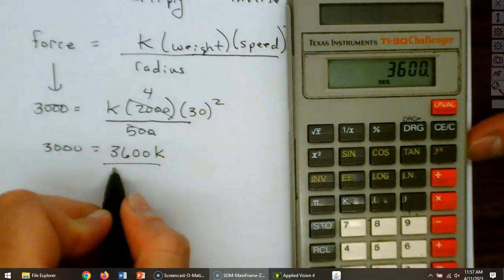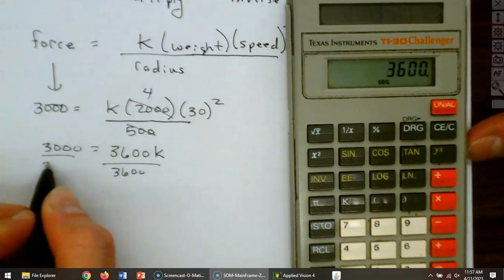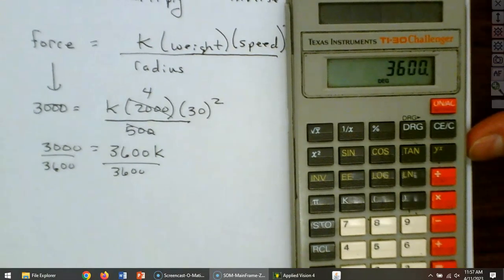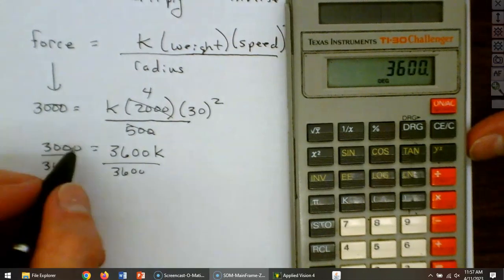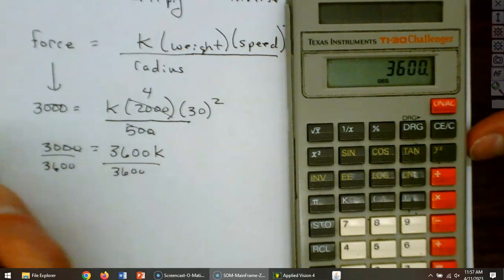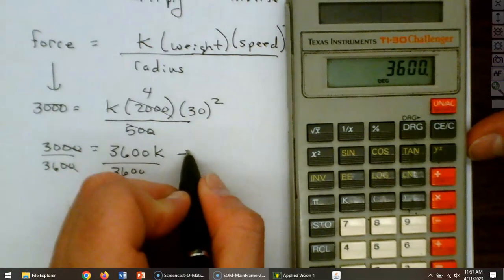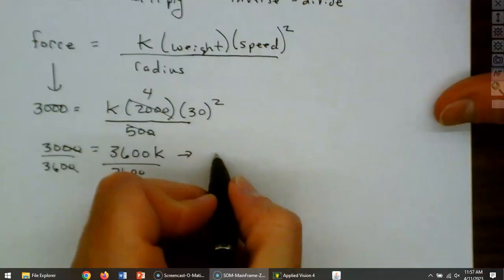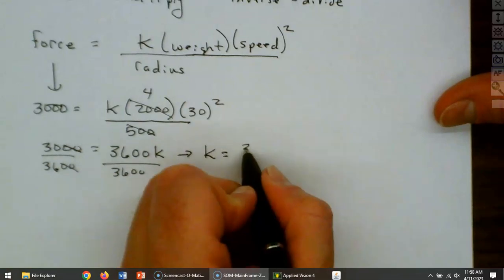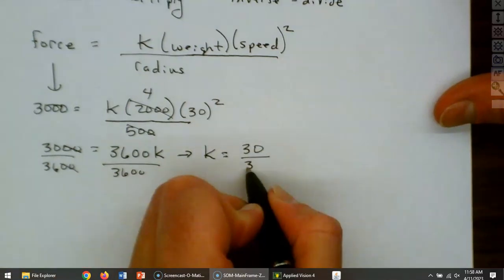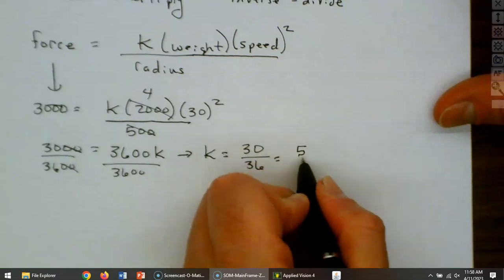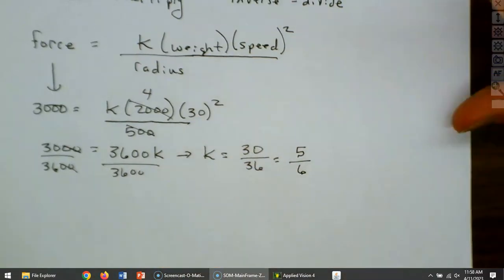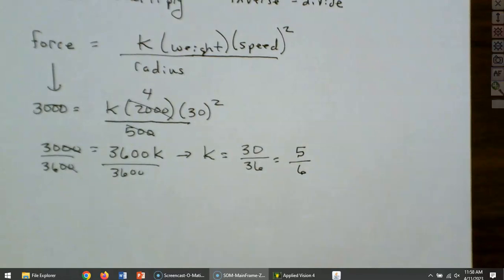We'll divide by our 3,600. And I like to make my life easier too. You can always cancel double zeros out. So these double zeros can cancel here and here. And that leaves me then with K equals 30 over 36. And that's going to then reduce down to 5 over 6. All right. So pretty easy there.